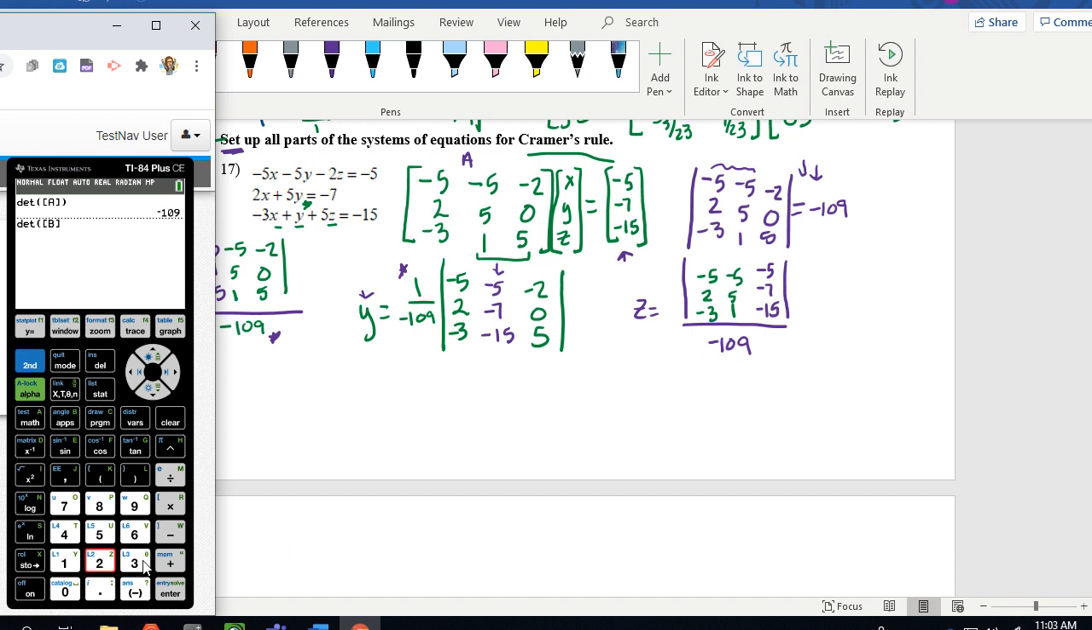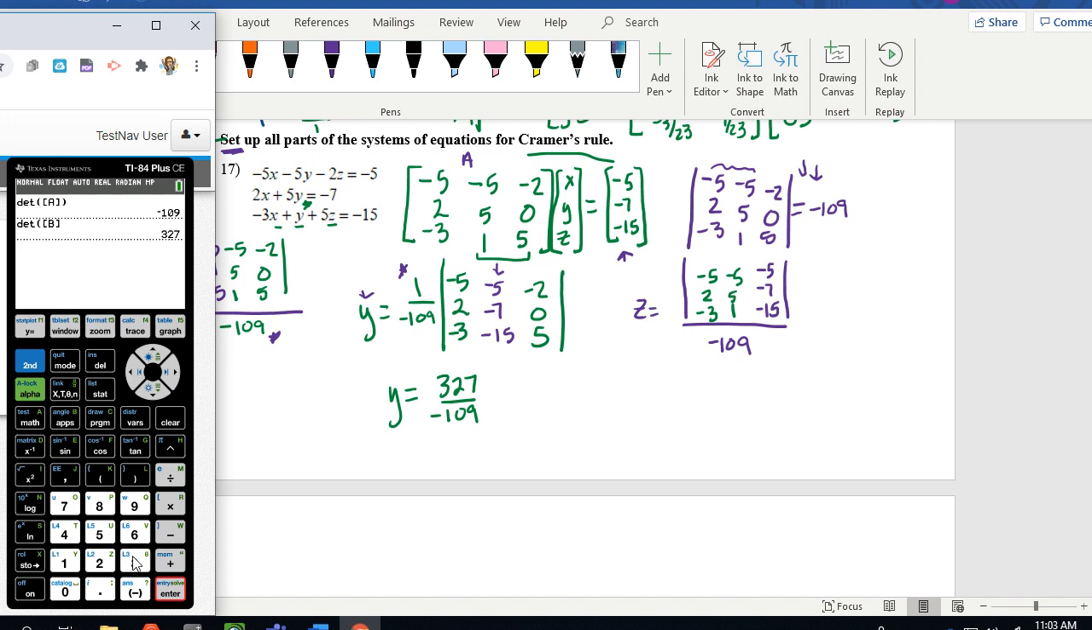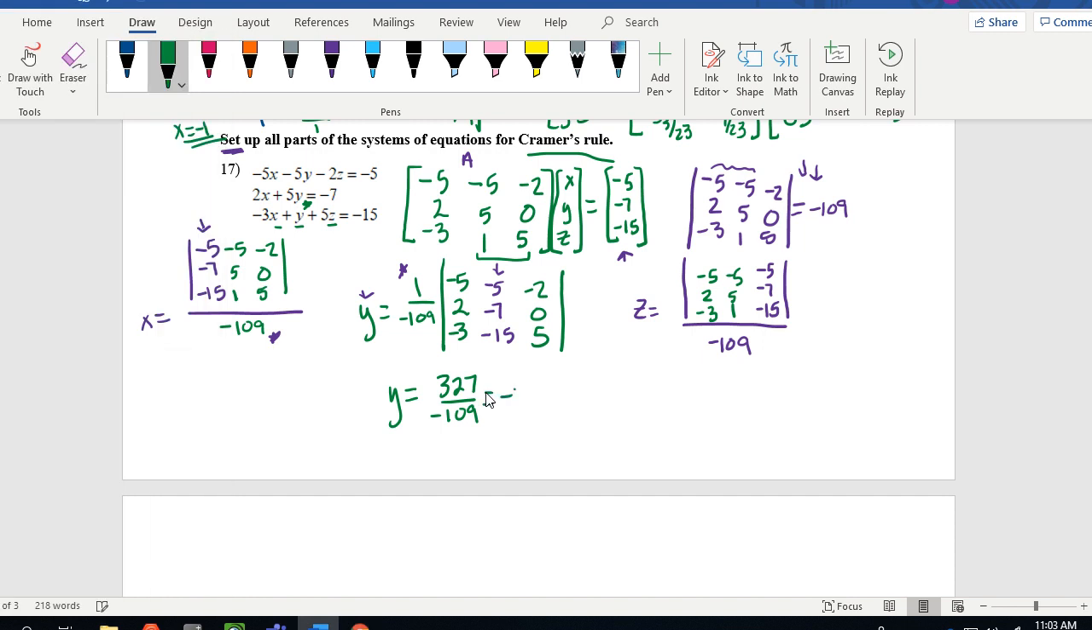All right, so now I have the determinant of B, and that determinant is 327. So this y is equal to 327. y equals 327 over negative 109. And if you can't do that in your head, that's okay. Take your calculator and do 327 divided by negative 109 equals negative 3. That's how I got my answer.